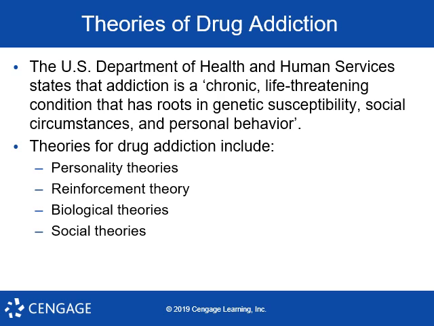Now, there are many theories as to why drug addiction occurs. No one is absolutely right. No one is absolutely wrong. What does it say here? The U.S. Department of Health and Human Services states that addiction is a chronic, life-threatening condition that has its roots in genetic susceptibility, roots, not cause, social circumstances, and personal behavior. So what does that say? It's saying there are a lot of different factors that go into drug addiction. Theories for drug addiction include personality, reinforcement, biological, and so on.